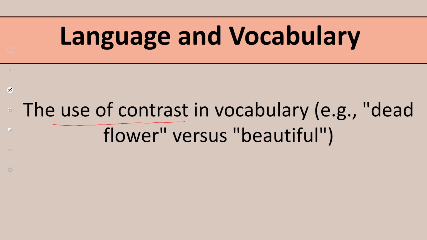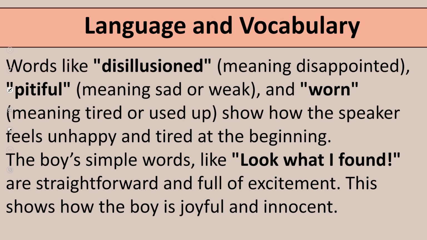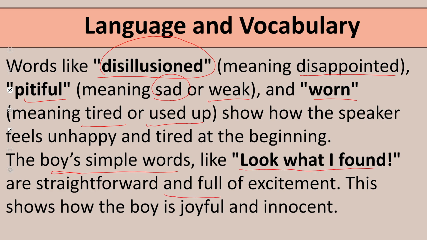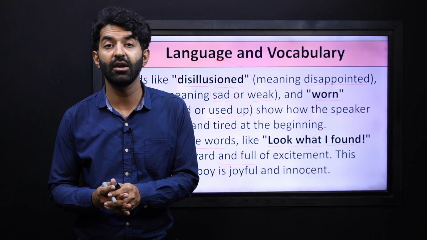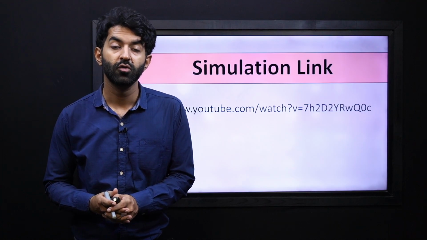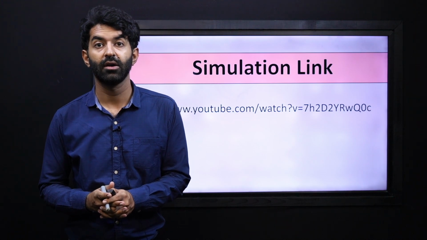The use of contrast in vocabulary, like dead flower versus beautiful. So we have contrasting vocabulary and language in the poem, and we have words like disillusioned. What does it mean? It means disappointed. Pitiful, which means sad or weak, and worn, which means tired or used up, as the flower was. Now these words show the unhappy and tired feelings at the beginning. Words like "look what I found," this tells us that the boy was excited, so we can picturize it and we can see that the boy is innocent and he is full of excitement and joy. So we can sense all these using the words and the imagery.